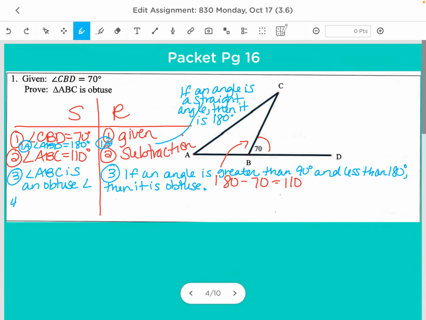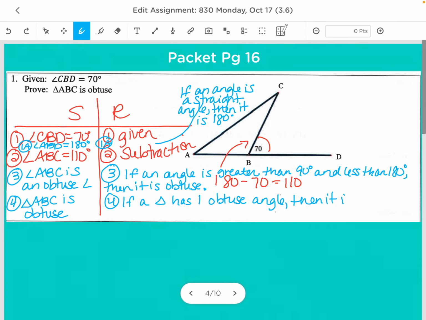So since I have an obtuse angle, I can go ahead and say that triangle ABC is obtuse. And I can say if a triangle has one obtuse angle, then it is an obtuse triangle.